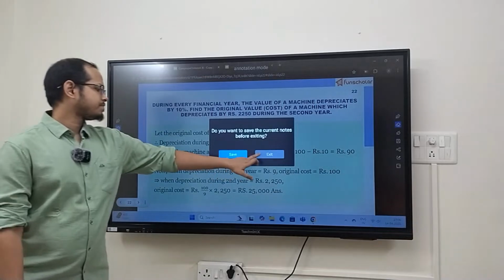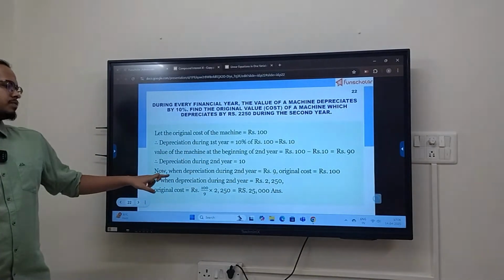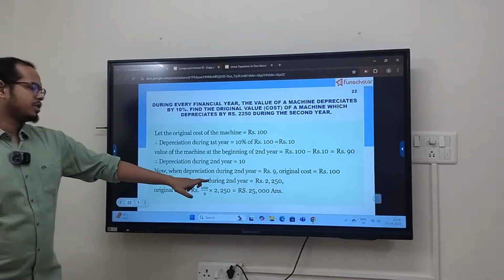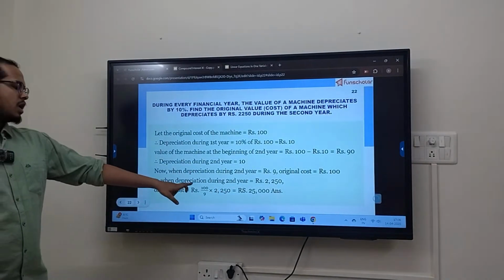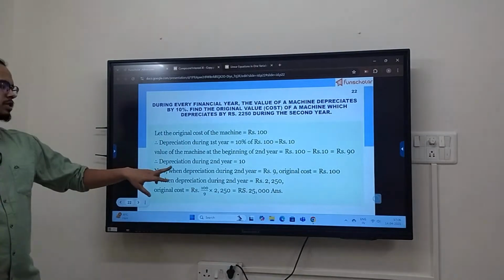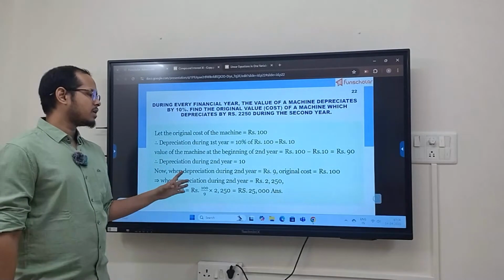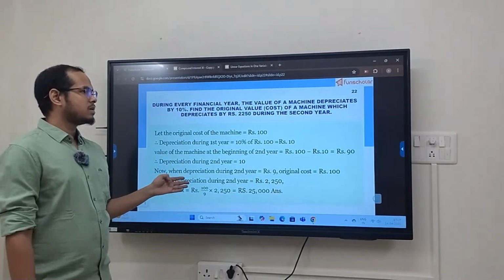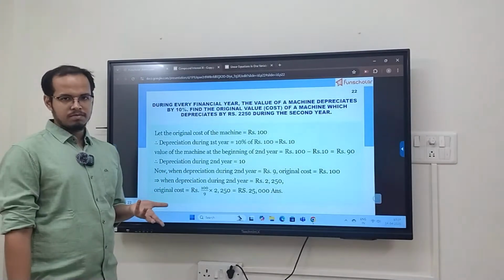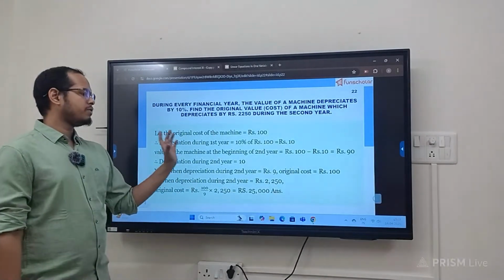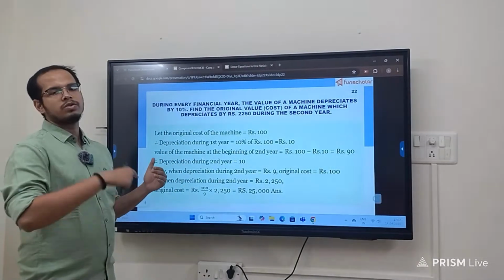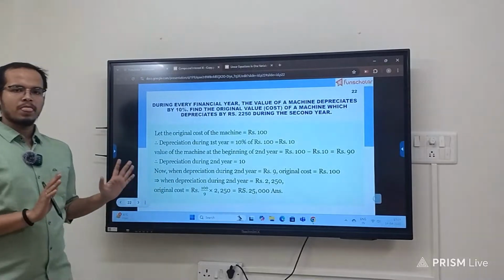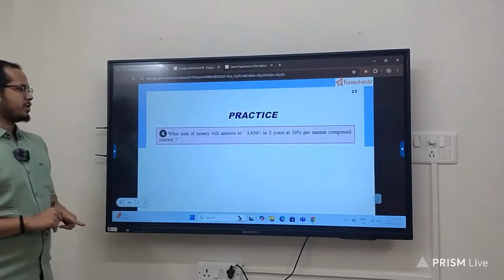Now when depreciation during the second year is rupees 2250, and we have already found that the original cost is 100 for a depreciation of 9, the original cost is 100 by 9 into 2250, just the inverse of basic theorems. If this was the amount and we have depreciated it by this, then what will be the inverse? Simple. Okay, let's continue.